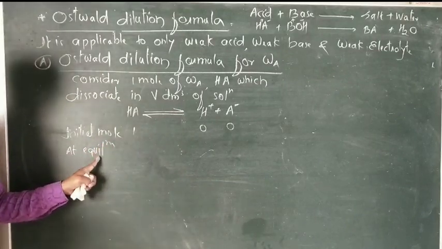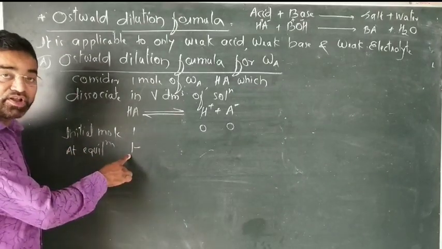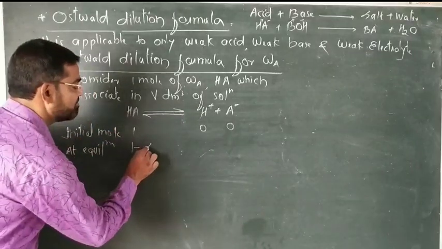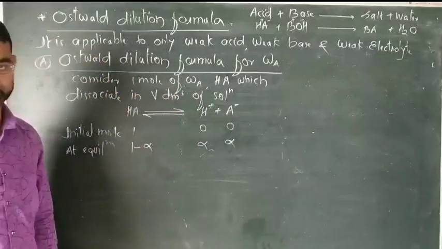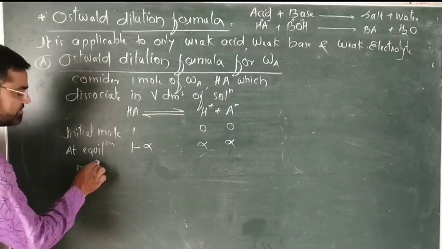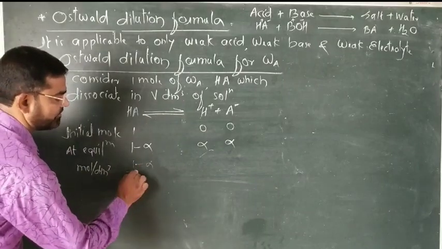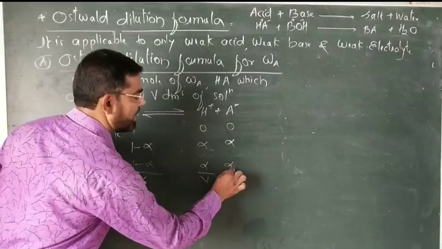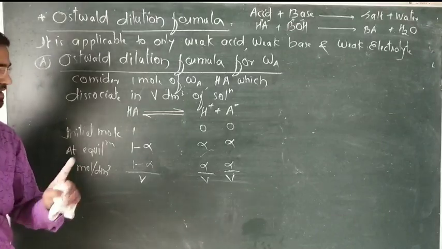the shortcut for the equilibrium. At equilibrium, how many molecules are dissociated depends on the degree of dissociation alpha. That's why we have alpha and alpha. Now, moles per liter, moles per cubic decimeter. So 1 minus alpha upon V, alpha upon V, and alpha upon V. I hope there is no confusion about this pattern.